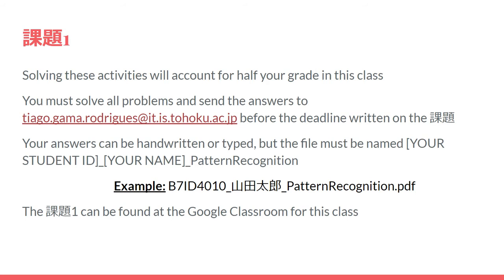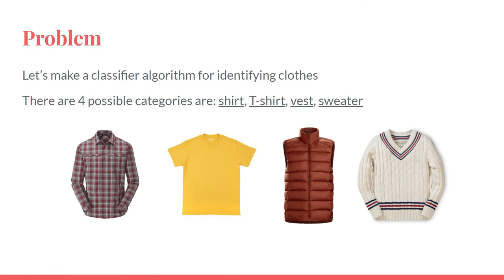Now, on to our lecture. For today's lecture, we will think of a classifier algorithm for identifying clothes. Imagine an automatic machine where each piece of cloth will pass through. This machine must put each piece of cloth in a different box based on what type of cloth it is. For this problem, we will consider a rather simple situation where there are only 4 possibilities: shirt, t-shirt, vest, and sweater.